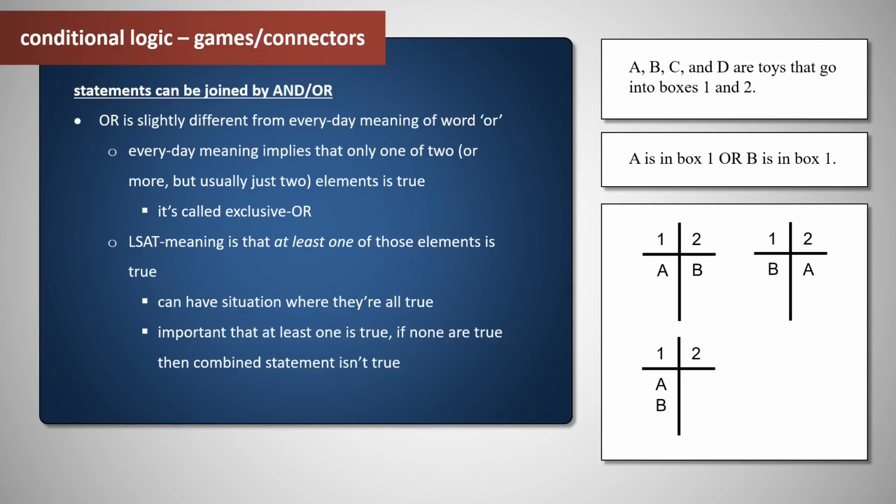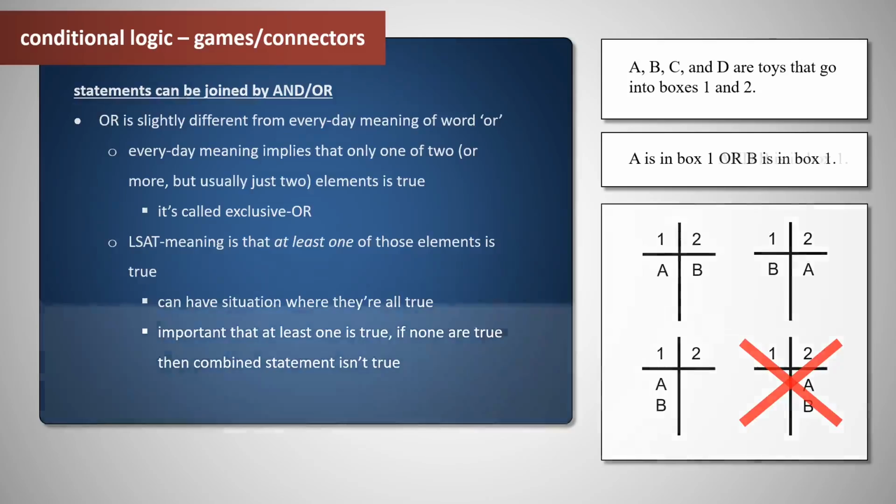So A is in box 1 or B is in box 1. If you've got something where they're both over on the right, you know that that statement's not true, because your rule says A is in box 1 or B is in box 1. If you have them both on the right, then that's not true, because you need to have at least one, but also maybe both. Okay, so that's what or means.